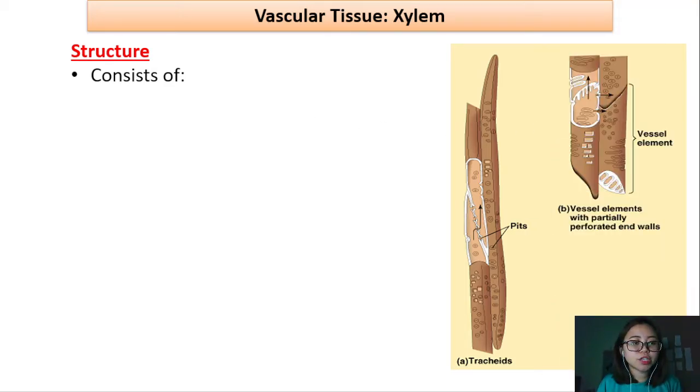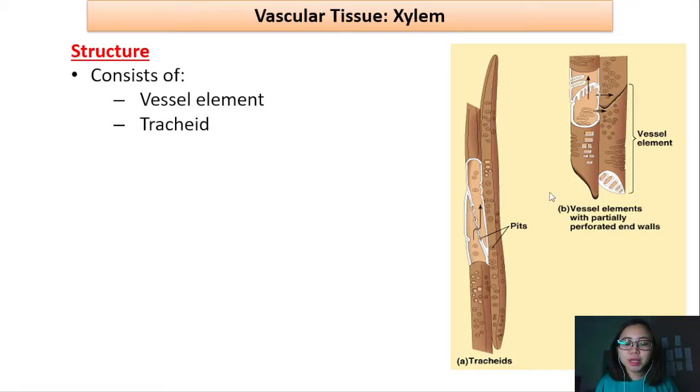I am continuing with the xylem. We start with xylem. Let's look at the structure of xylems. Xylems will consist of vessel element and trachea.